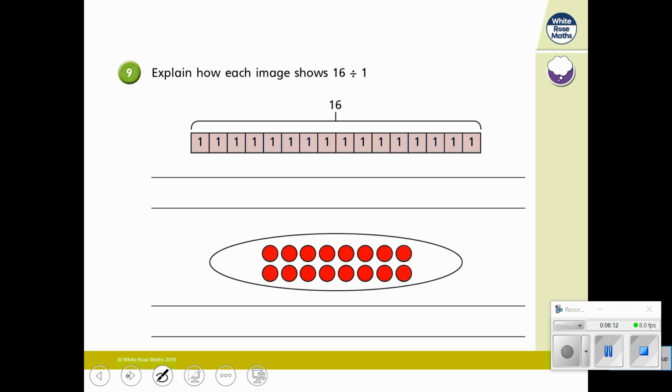Right, let's move on to the last question. So in our last question, we've got to explain how each image shows 16 divided by 1. Okay, so in this question here, we have 16 groups of 1. So we've got 16, which is grouped in groups of 1. Okay, so 16 groups of 1. This time, we've got one big group, and that big group has got 16 in it. So it is 16 shared into one group.